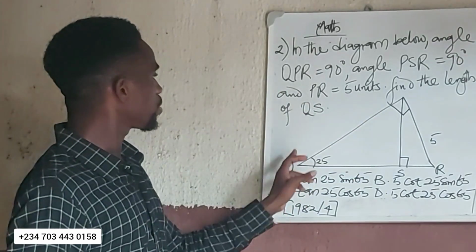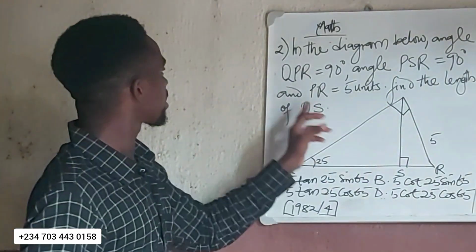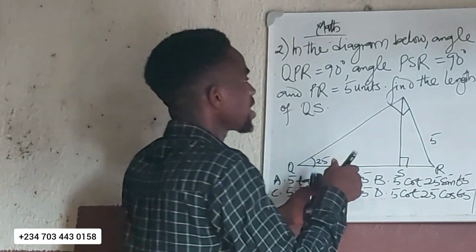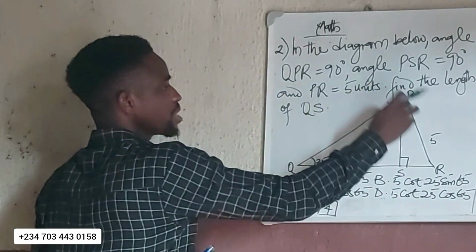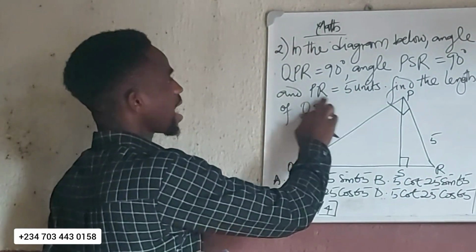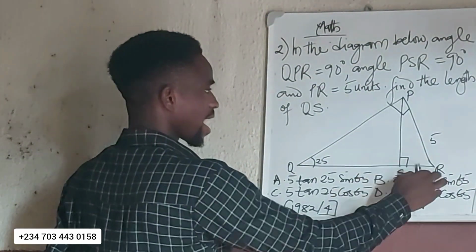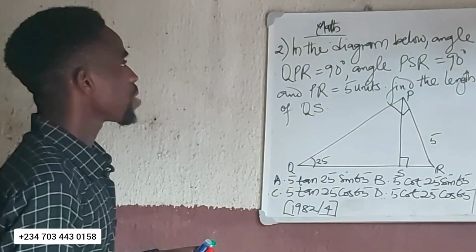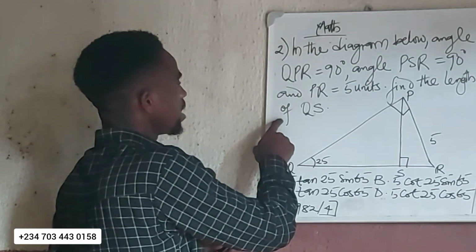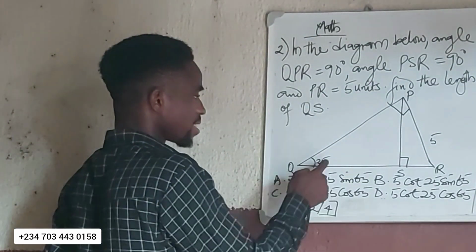this angle QPR is 90 degrees, and then PSR is another 90 degrees, and we have to find the length of QS. QS is from here to here.